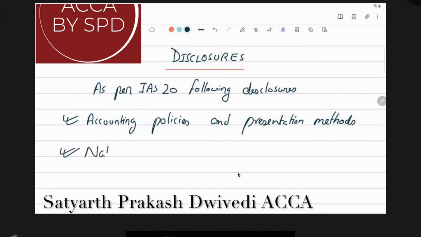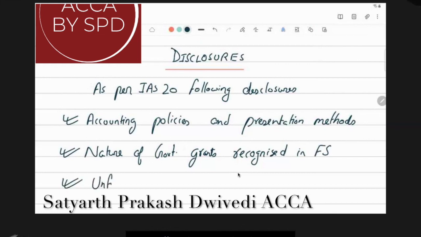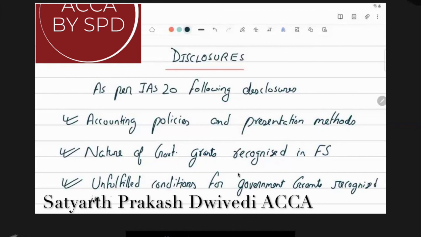Secondly, nature of government grants. What is the nature of the grants that you've recognized? You need to disclose if it's a revenue grant, or it is for an asset, or it is non-financial assistance for non-financial purposes. Nature of grant recognized in financial statements. Thirdly, any unfulfilled conditions. If you have not fulfilled any conditions, any unfulfilled conditions for government grants recognized in financial statements. So that is it about government grants.